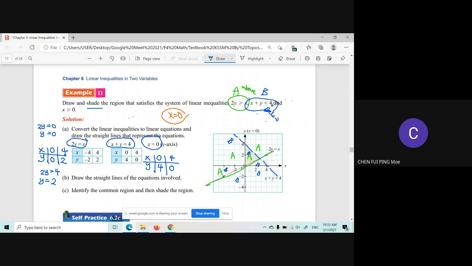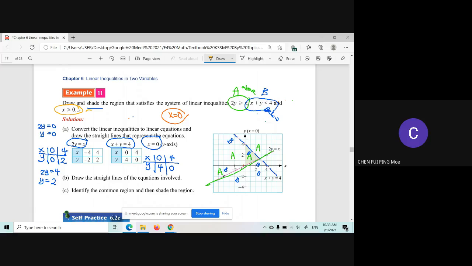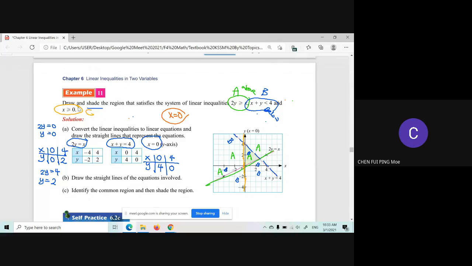And then region C. So how do I determine region C? Region C is this one. x equals 0 is this straight line. Using a solid line, because I have an equal sign, so greater than, so tag here, region C, region C, region C.